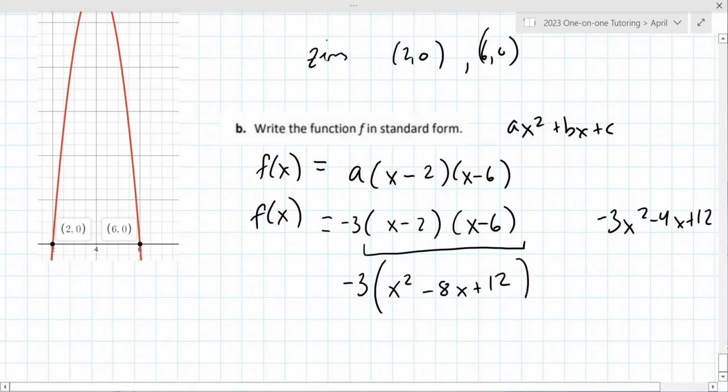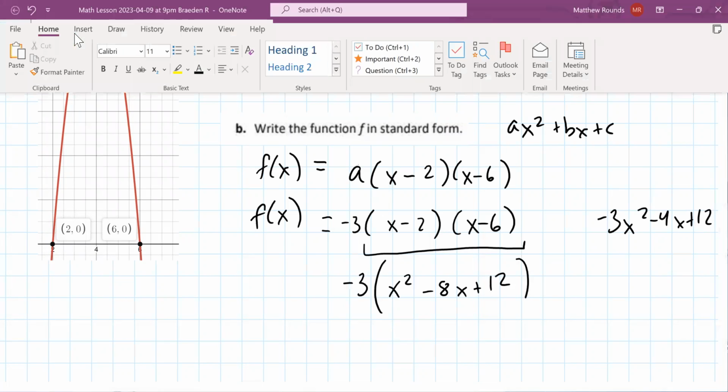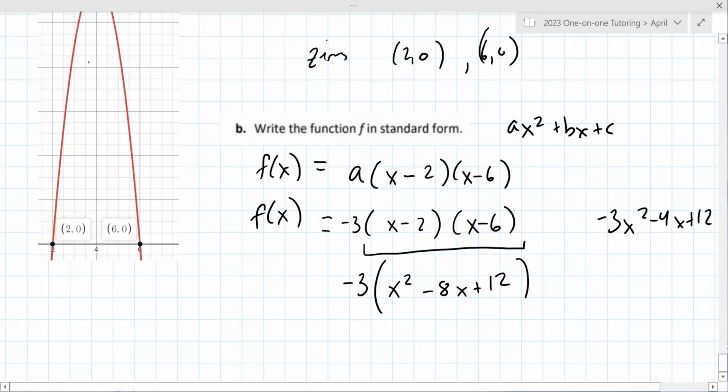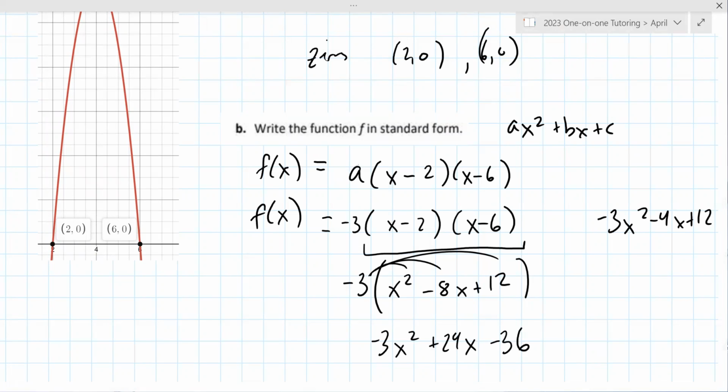Wait. So you have to multiply everything by -3. Everything. Oh, so then minus 3x squared plus 24x. Yeah. And then minus 36. Okay. It's just the little things that are going to catch up with you. Maybe not in this class, but in others. So really, that's why we want to do as much as we can to do that.